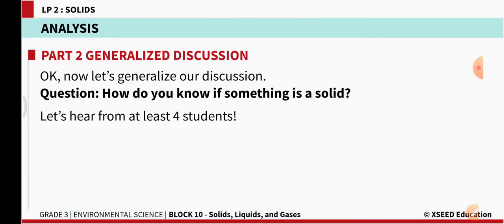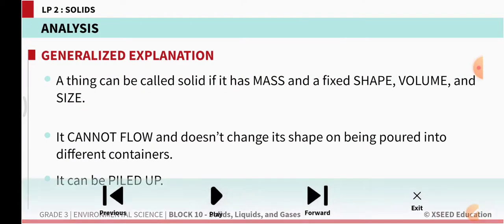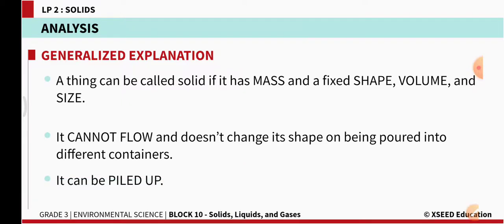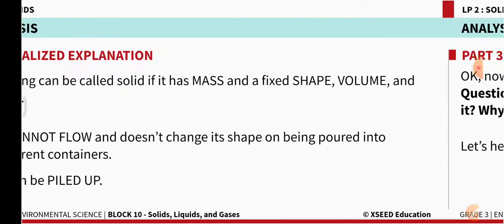So, Part 2. How do you know if something is a solid? A thing can be called solid if it has mass, fixed shape, volume and size. So we'll remember this. It cannot flow. Solids cannot flow and don't change their shape on being poured into different containers. It can be piled up, right?